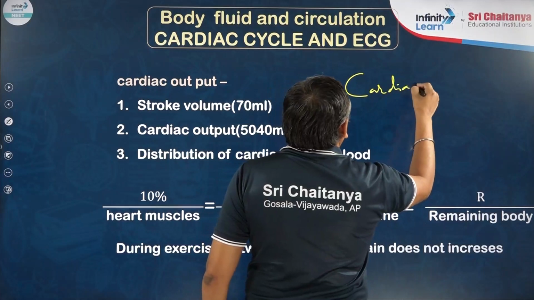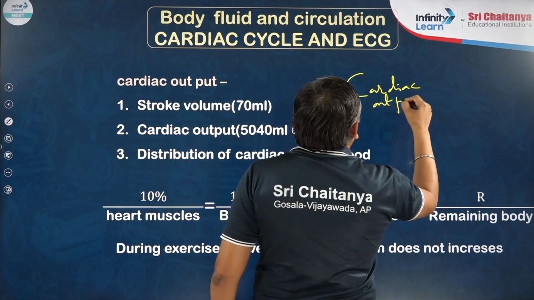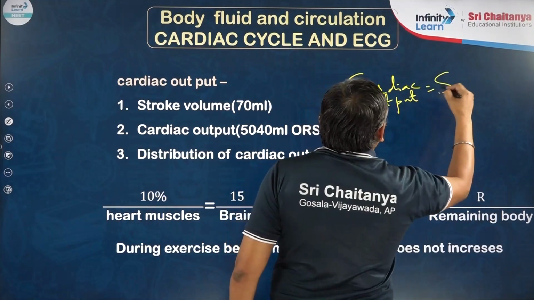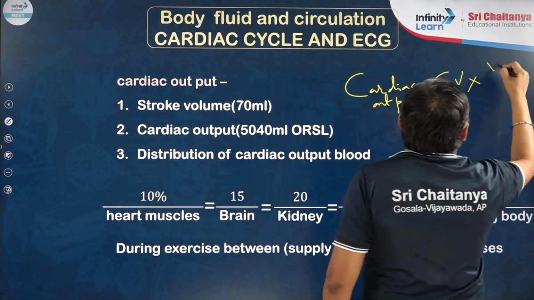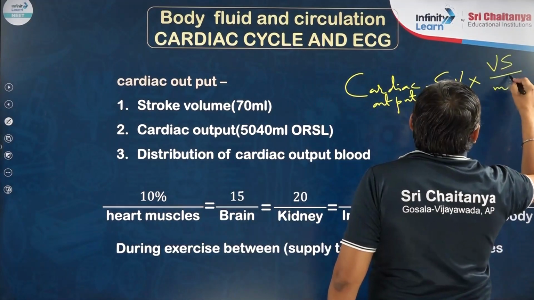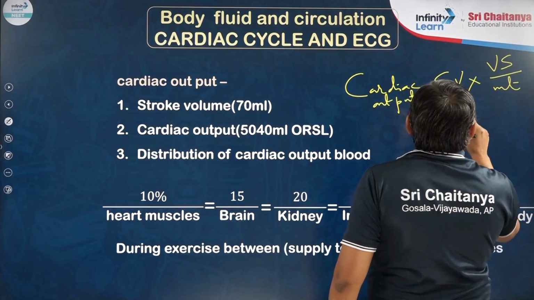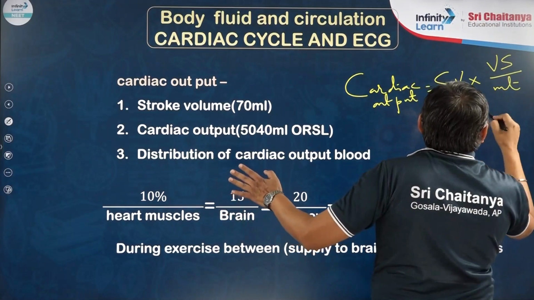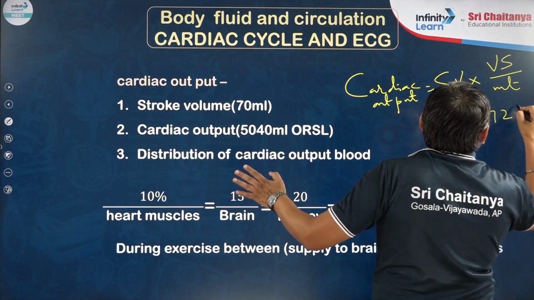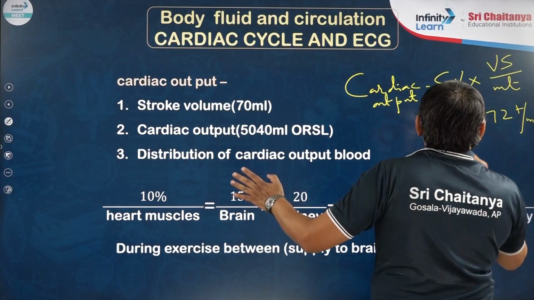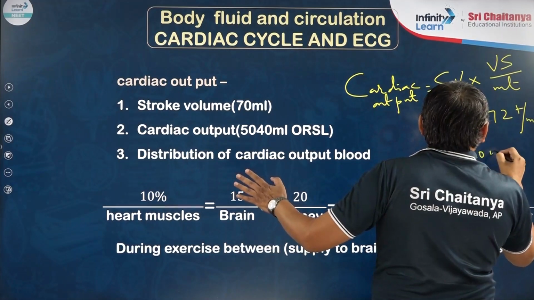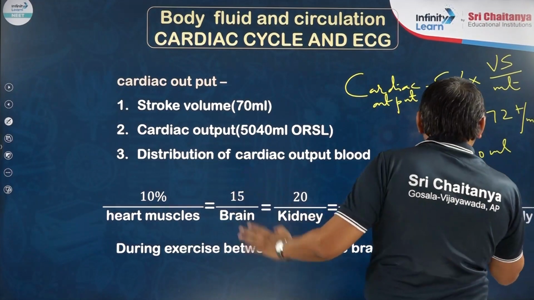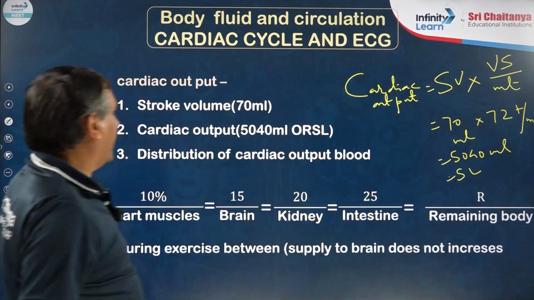Cardiac output is equal to stroke volume into ventricular systole per minute. What is stroke volume? 70 ml, I already said. What is ventricular systole? 72 times per minute. So it will come to about 5040 ml, or 5 liters. That is the cardiac output.